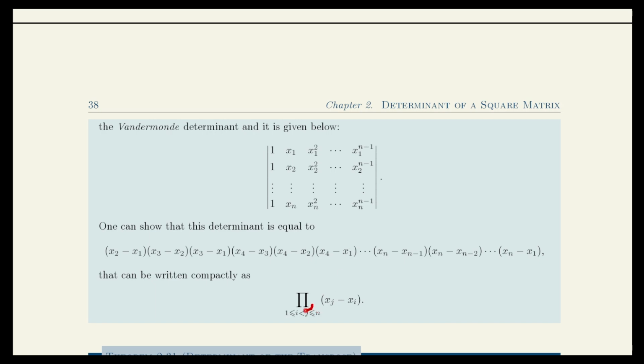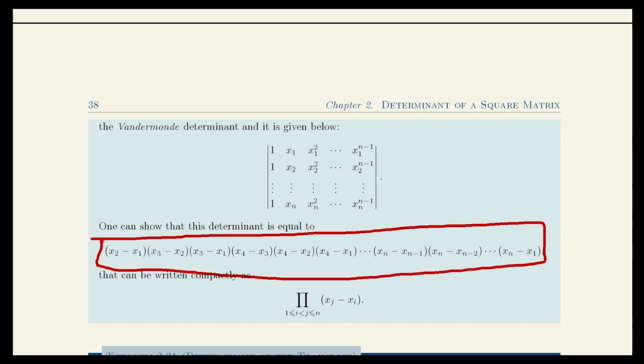Of course, I don't know how much you're familiar with this symbol. This is something similar to sigma, but for product. So this means that you need to multiply these, where i is less than j, j is less than or equal to n, and i is greater than or equal to 1. This is a shorthand notation of writing this long product.